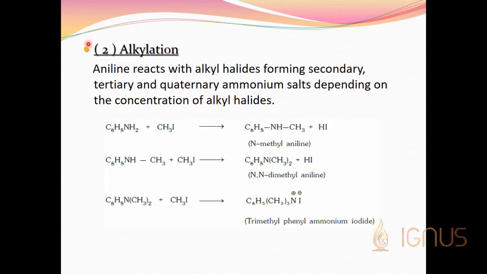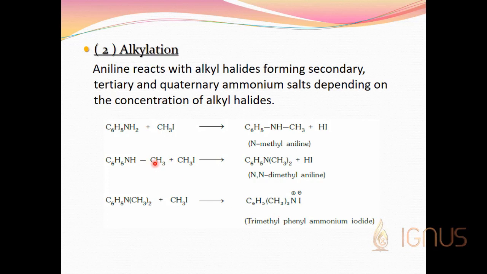Alkylation. Aniline reacts with alkyl halides forming secondary, tertiary and quaternary ammonium salt depending upon the concentration of alkyl halide. When we treat amines or aniline with the alkyl halide, we will be getting different amines. You can see here they use secondary amine, will be getting product as a tertiary amine. Since they use primary amine, you will be getting secondary amine as the product. Here they use tertiary amine.